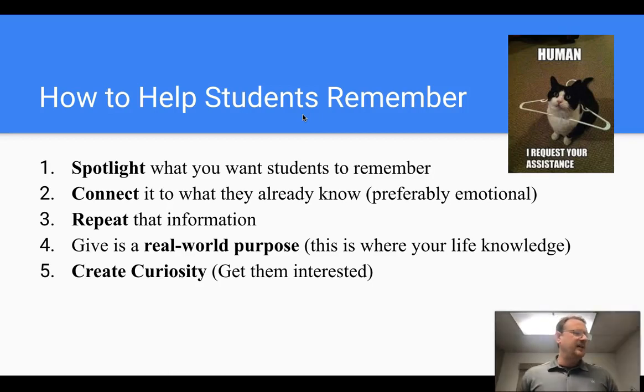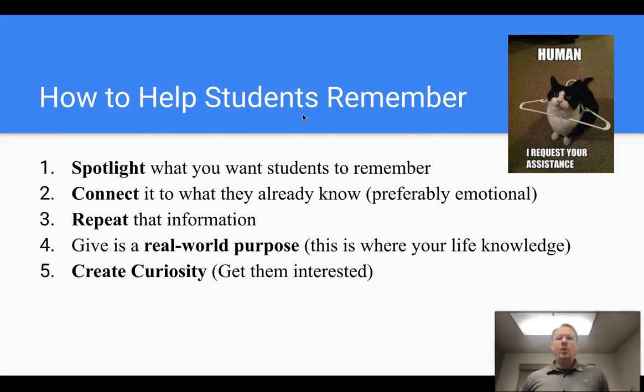I mentioned this too at times when English teachers are teaching poetry. If your students aren't involved with poetry or they don't enjoy poetry, teach poetry using music lyrics from songs that they love, that they really enjoy. That connects it emotionally. We need to repeat the information, not just within a week, but throughout the year. Really repeat that important information we want our students to remember.